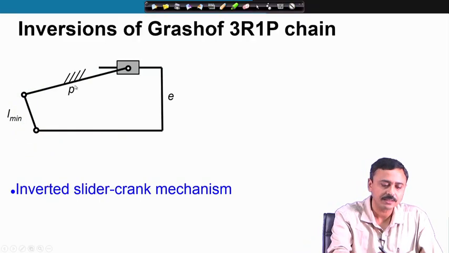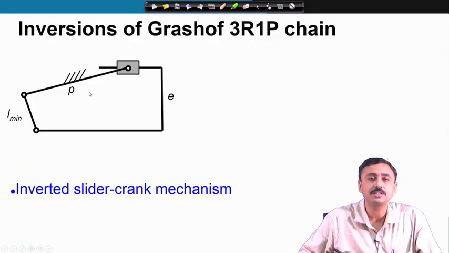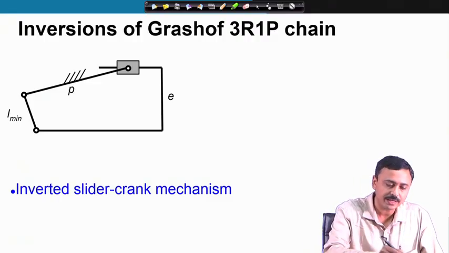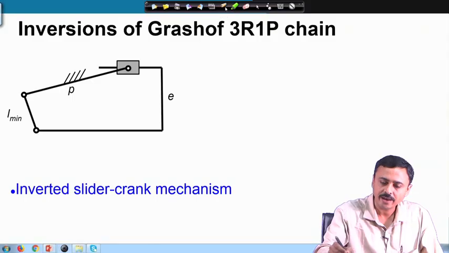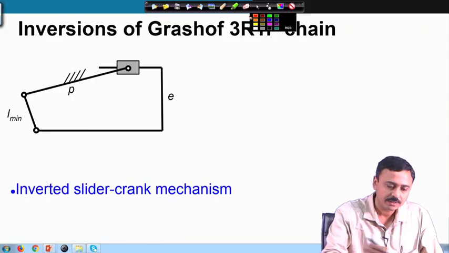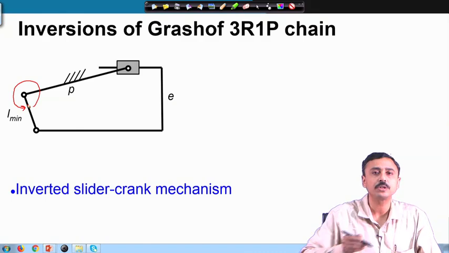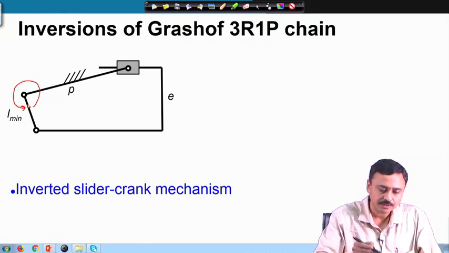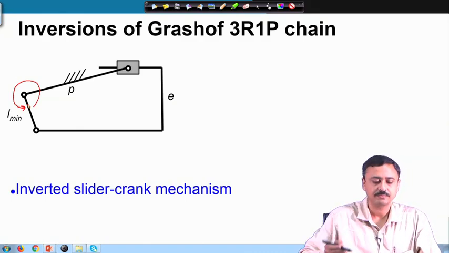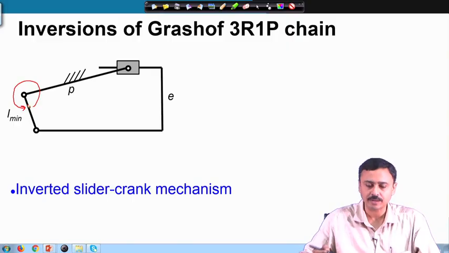If I fix this link whose length is p, once again I have L-min which can rotate completely with respect to the fixed link. Therefore, I have again an inverted slider crank mechanism.